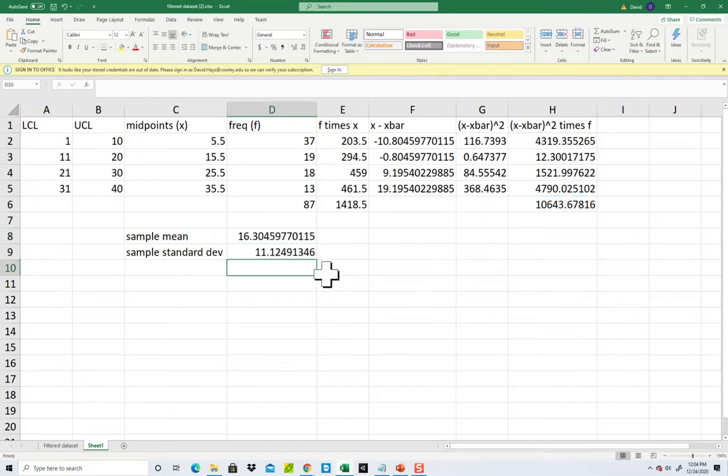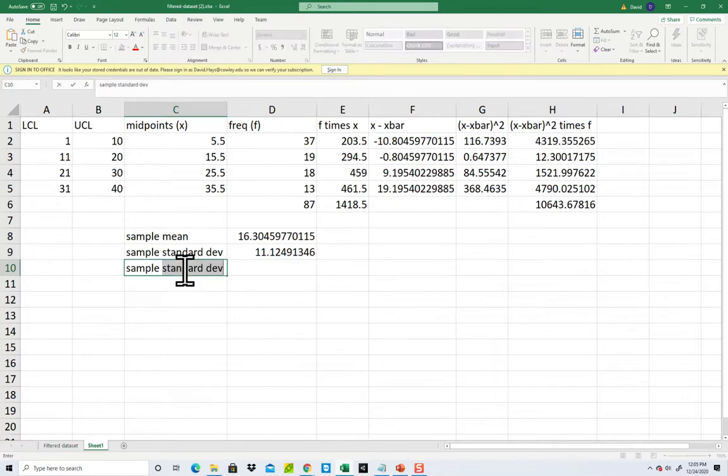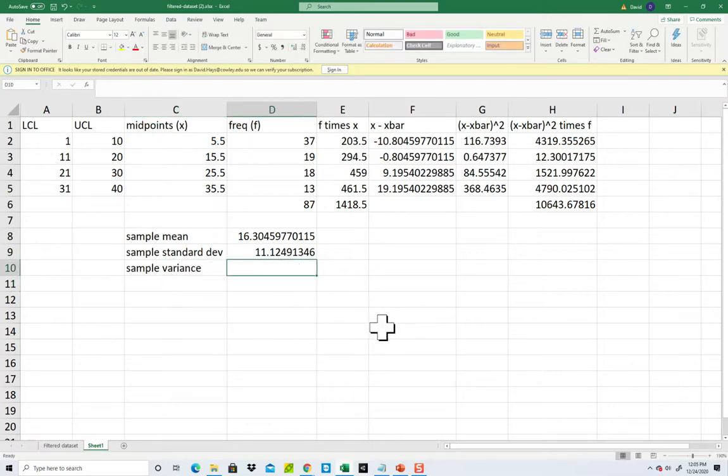Now, the answer that they have is 11.1. So they take it to 1 decimal place. It tells you to. To find the sample variance, I want to square that entire number. I do not want to round it. Sometimes rounding is okay, works out fine. Other times it doesn't. So I do equals D9 times D9. If you're doing it on the calculator, you take that entire number and multiply it times itself. And we get 123.0, 1 decimal place, 0.8.